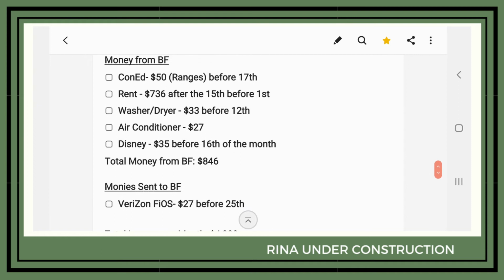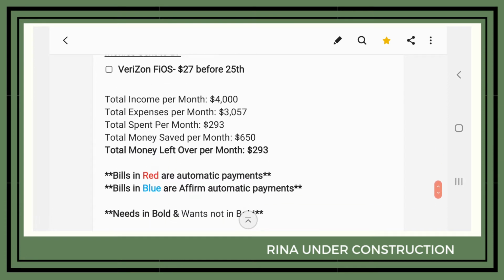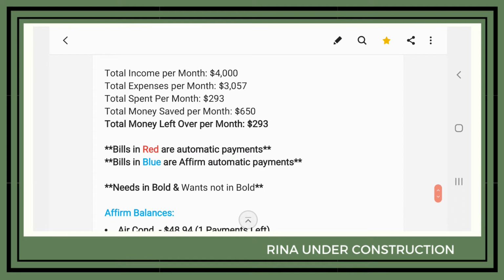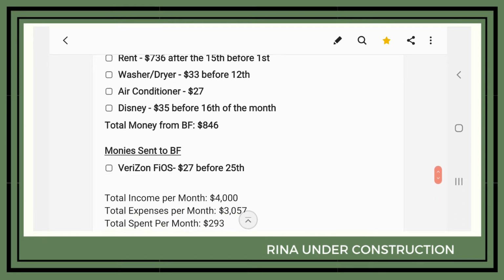And then I also write when he's supposed to send me the money, so that I know when I should expect it. He always pays on time anyway, so I don't have to worry about that. But yeah, that's really helpful if you live with a roommate or you have a family member living with you that pays towards your bills.